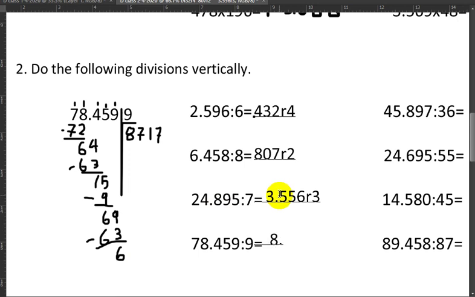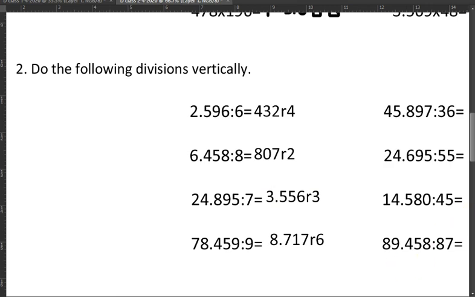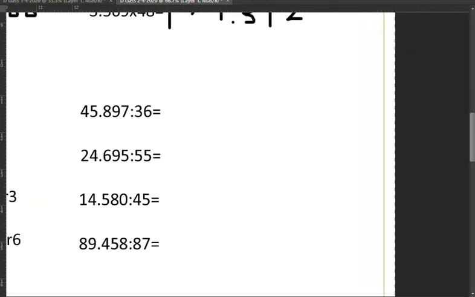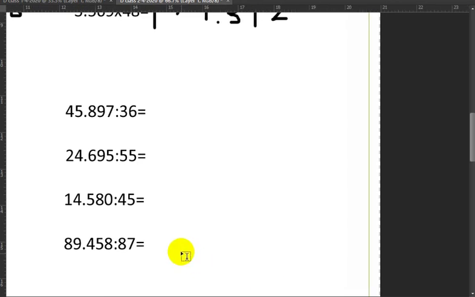Again, 8,717 with a remainder of 6. This goes away. Let's move on to the hard ones, shall we? Our first one says 45,897 divided by 36.